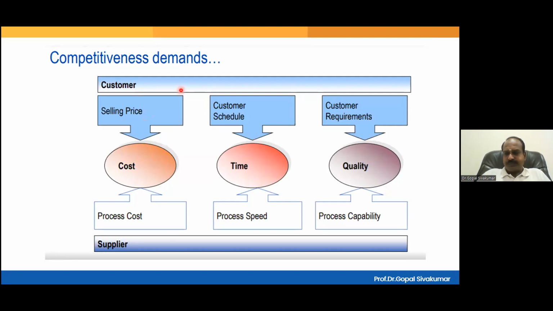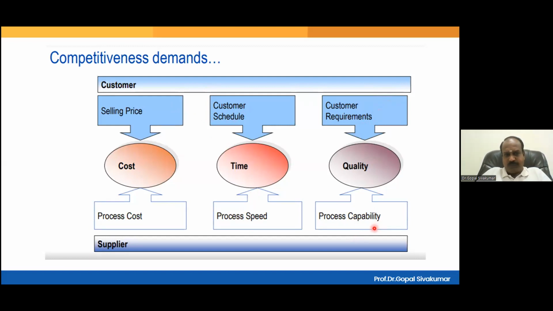And schedule again depends on the speed of the process. If I produce manually, the speed will be slow. If I use some machineries, automation, then I will be able to produce faster, isn't it? So the on-time delivery depends on process speed, and quality depends on something called process capability. Ultimately, whether it is quality or time or cost, all of them depend on the process.